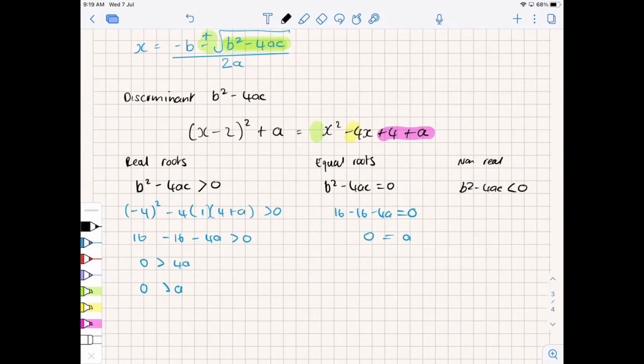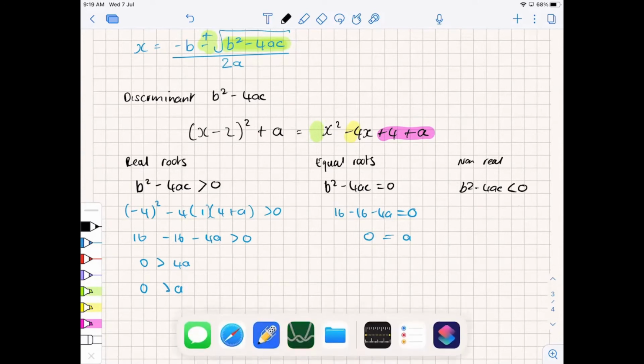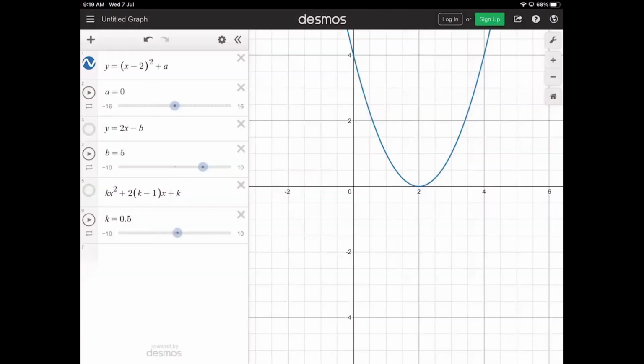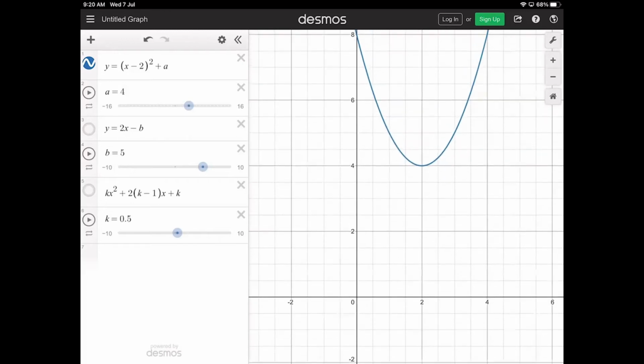So what I'd like to do is actually use an example. We're going to go back to our graph and pick a number for a. Let's pick the number 4. We can clearly see that there are no real roots.